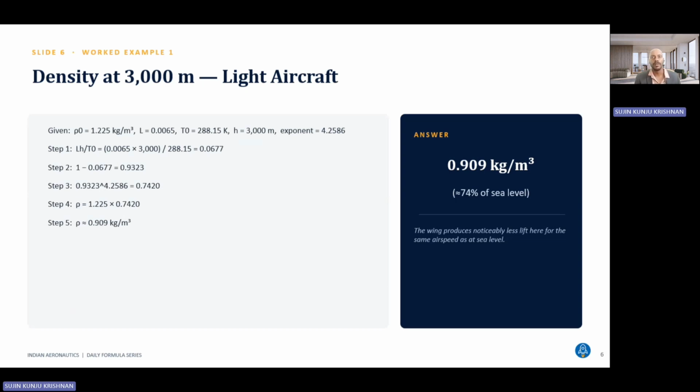Step 5, multiply by rho 0. So 1.225 times 0.7420 equals approximately 0.909 kilograms per cubic meter. So at 3,000 meters, the air is about 74% as dense as it is at sea level. Meaning a wing at this altitude generates noticeably less lift for the same airspeed.